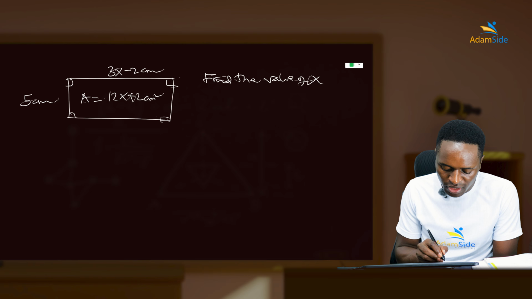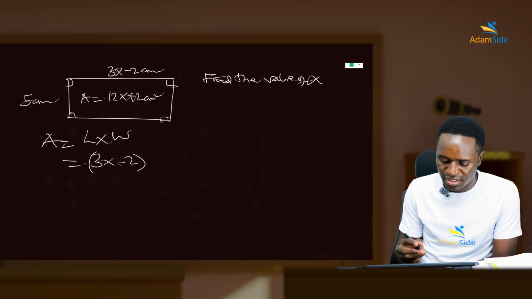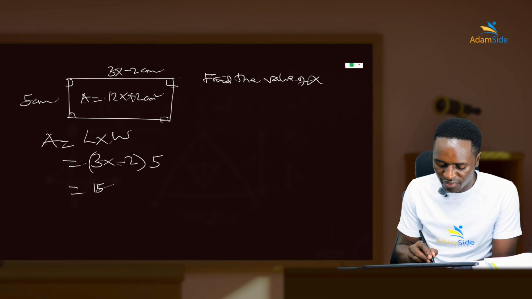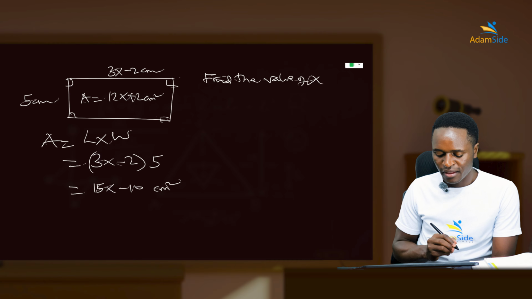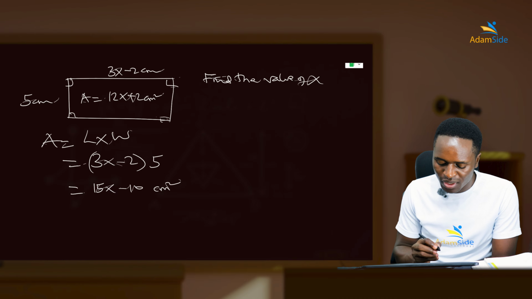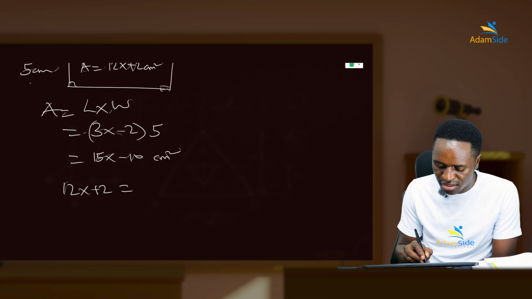So what do we do? We know the area of a rectangle is normally length times width. Our length is 3x minus 2 centimeter and the width is 5. So can you open? 5 times 3x is 15x, 5 times negative 2 is minus 10. So this is the area: 15x minus 10 square centimeter. Then this should be equated to the actual area given, 12x plus 2 square centimeter is equal to 15x minus 10.